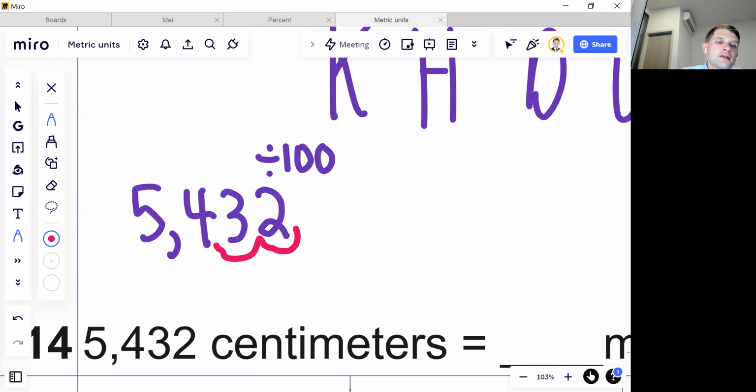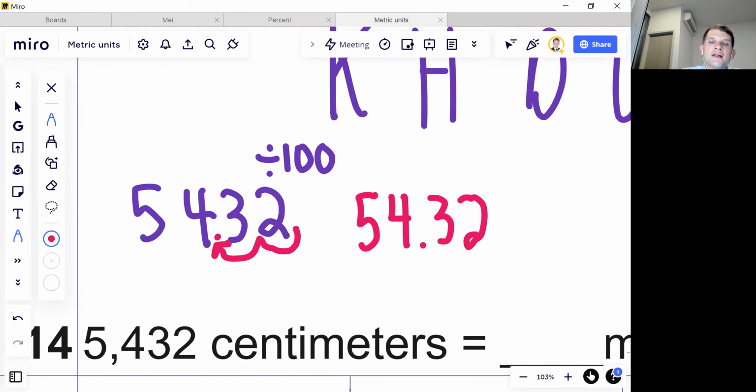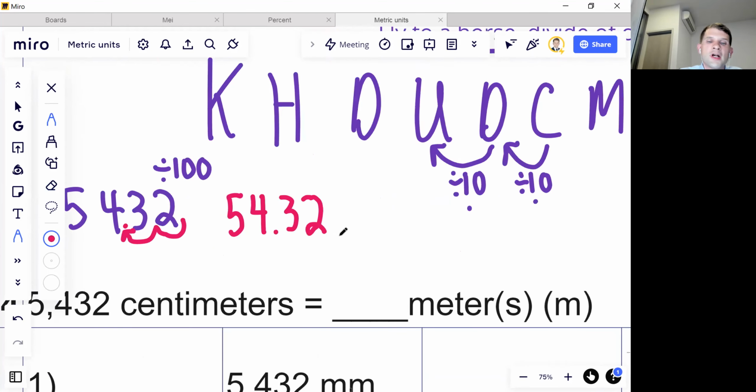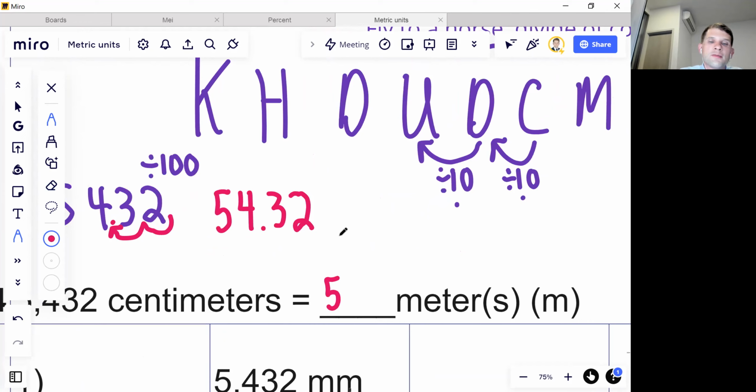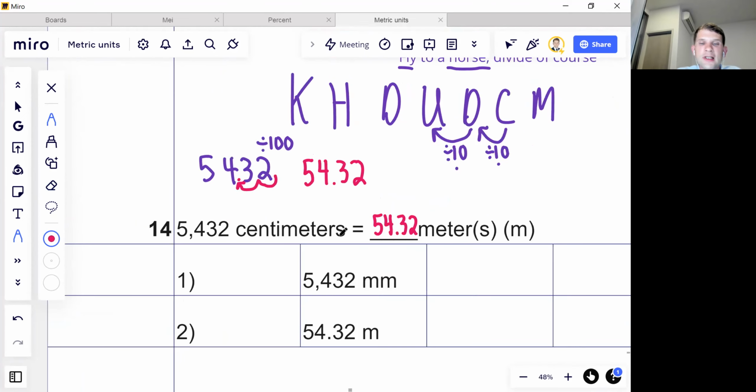When we divide, we move it backwards here. And so that's going to be now 54 and 32 hundredths meters, sorry. All right, so that's 54 and 32 hundredths meters. All right, and moving on to the next one.